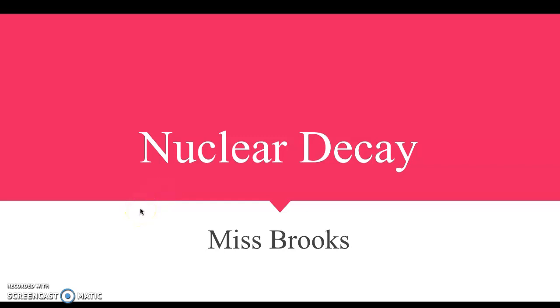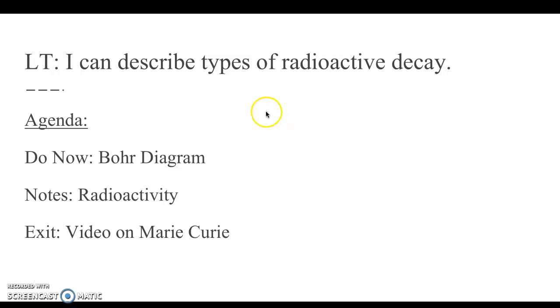Hi, so today we're moving on to our new topic. We're talking about nuclear power, starting with what causes nuclear decay and what radioactivity is in terms of chemistry. There's more than one type of radioactive decay, so today's main point is actually going over the 4 types of radioactive decay that you need to know. We're going to start by reviewing what a Bohr diagram is, take our notes on radioactivity, and then there is a video for you to watch on the scientist Marie Curie.